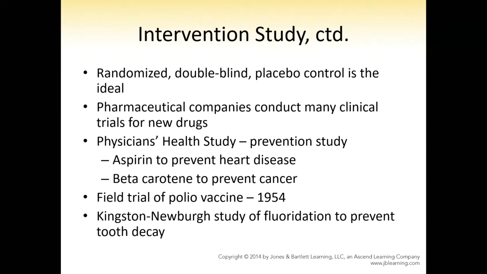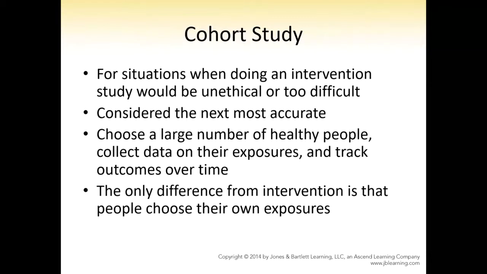Pharmaceutical companies conduct many clinical trials for new drugs. There was a huge physicians' health study that was done, and what they found is that aspirin can prevent heart disease, beta-carotene can prevent cancer. There was a field trial of polio vaccine in 1954, and then there was the Kingston-Newburgh study of fluoridation to prevent tooth decay. A cohort study is for situations when doing an intervention would either be unethical or too difficult, and it's considered to be the next most accurate.